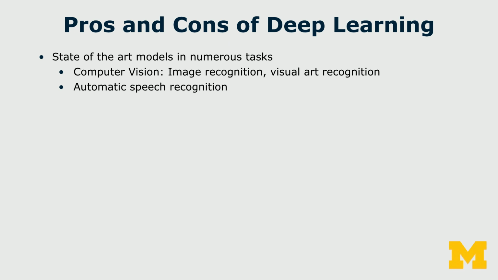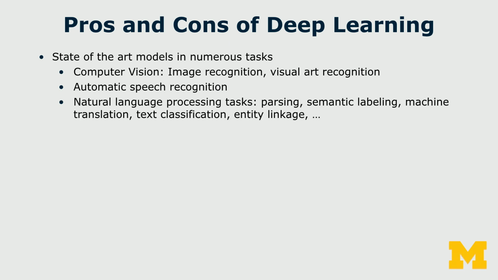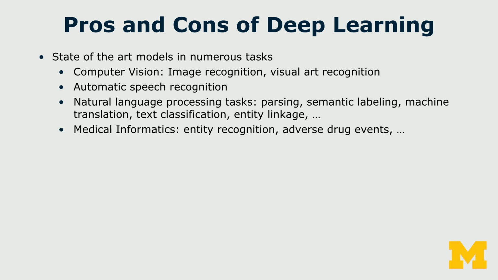Same thing with automatic speech recognition approaches. In natural language processing tasks, across the spectrum of NLP tasks like parsing, semantic labeling, machine translation, text classification, or linking entities to one another, people use deep learning approaches. Similarly, in medical informatics, we have entity recognition or adverse drug event models that started with more traditional approaches a few years back, let's say 5 years back, and more recently, deep learning models have been used extensively and with high accuracy. Deep learning is also used in bioinformatics and in many other fields.